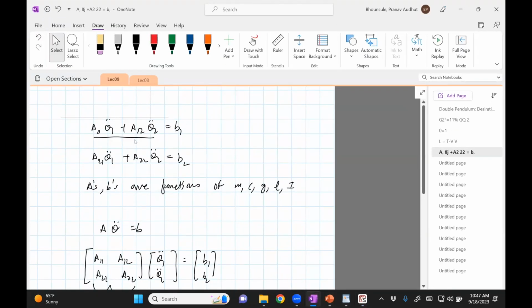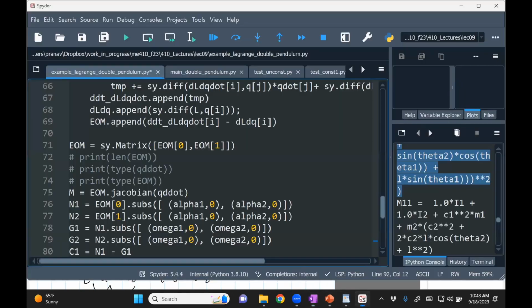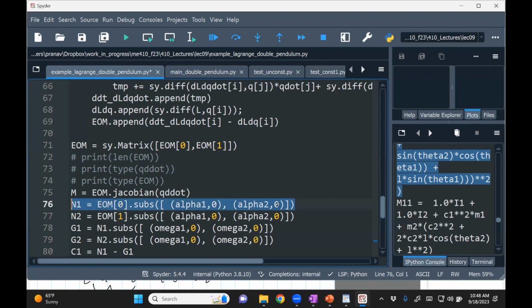The way you extract the terms in this equation is you'll put theta1 double dot and theta2 double dot equals 0 in the symbolic expression, and what remains will be B1. Then you'll put theta1 double dot equals 1, theta2 double dot equals 0, and you'll get A11 plus B1, but you know what B1 is, so you subtract it out. It's just manipulating a symbolic expression by substituting the values, which is done right here. So here's one of them, which is putting 0, 0.